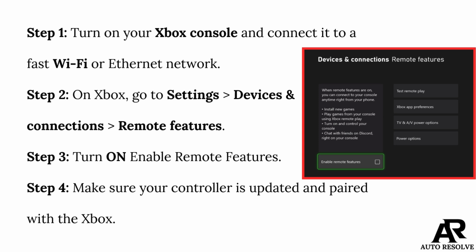Step 2. On Xbox, go to Settings, Devices and Connections, Remote Features. Step 3. Turn on Enable Remote Features. Step 4. Make sure your controller is updated and paired with the Xbox.